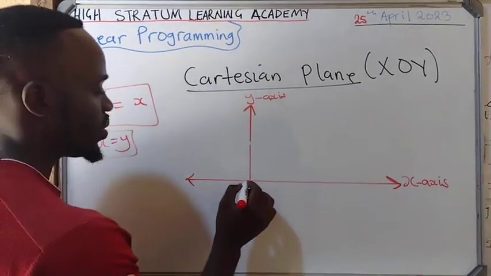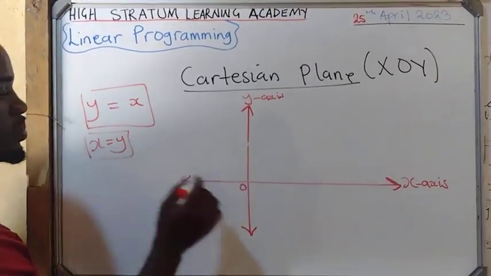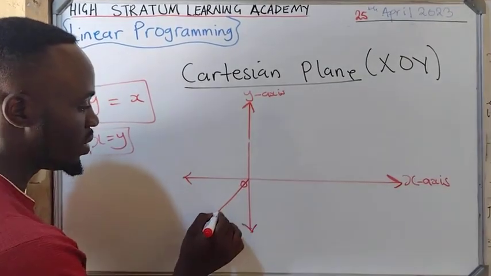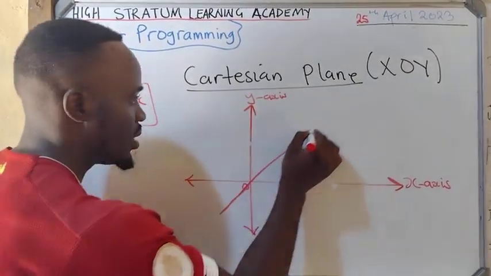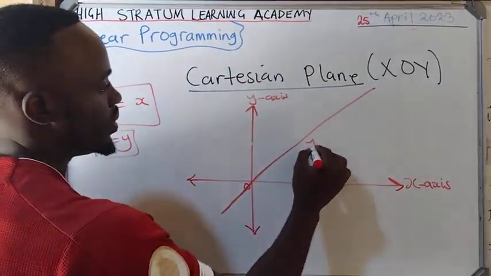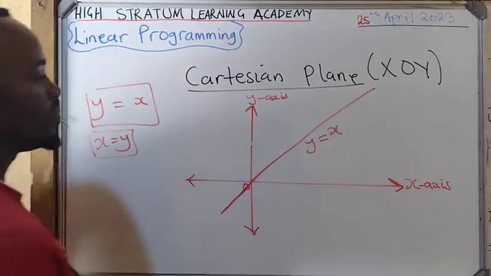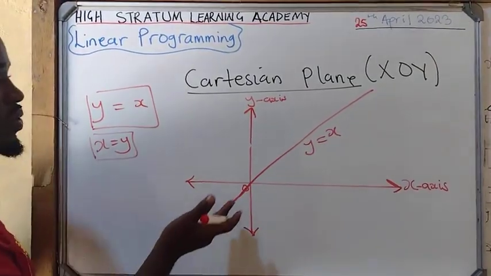So this line passes from the origin like this. This is the line y equal to what? x. Okay, so you have to know this. You have to know this.